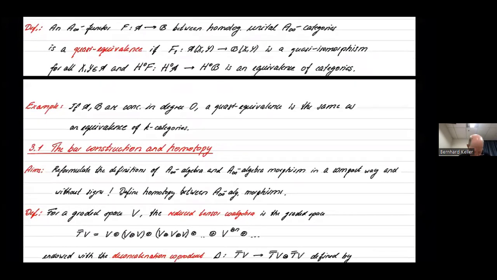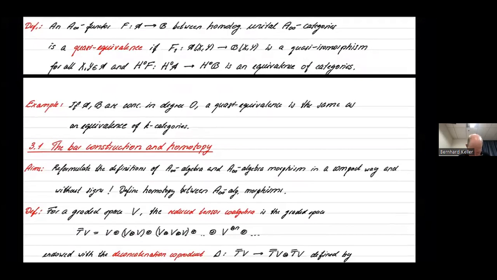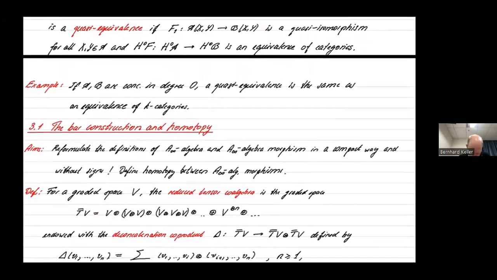So for a graded vector space V, we define the reduced tensor coalgebra as the following vector space. Well, it's just the sum of all the strictly positive tensor powers of V. I mean, we could also take K plus this, and then instead of T bar, we would just write T, and it would be the tensor coalgebra. But the reduced tensor coalgebra does not have this K. The zeroth power does not occur. And well, it's a coalgebra.